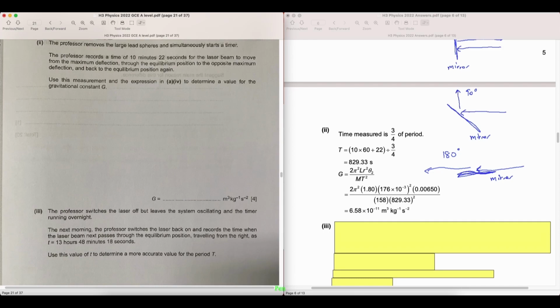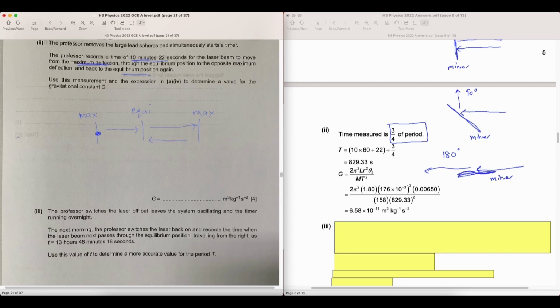Do note there's something important over here, which is that the time measured in the question of 10 minutes and 22 seconds is actually 3/4 of the period, because the time measured in the question was going from maximum deflection through the equilibrium to opposite maximum deflection and back to the equilibrium position again. If we were to put the 3 parts over here, where these are the maximum deflection points and this is the equilibrium position, then what that means is that the professor starts recording time over here, and it goes here, and it goes here, and it goes back over here, and he stops the timer at the equilibrium position.